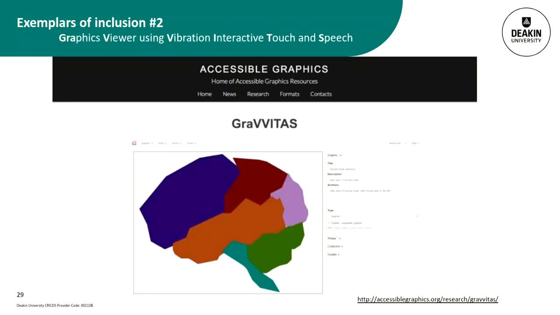Another part of the work is called Gravitas, a graphics viewer using vibration interface, touch and speech. Some of the technology they were developing with this is a representation of the brain. If you were to click on part of that, you would get a vibration to show that there are different things going on. So again, this is an international exemplar in some ways of how graphical information can be made as accessible as it can be to students with vision impairment. Really, really high quality work.